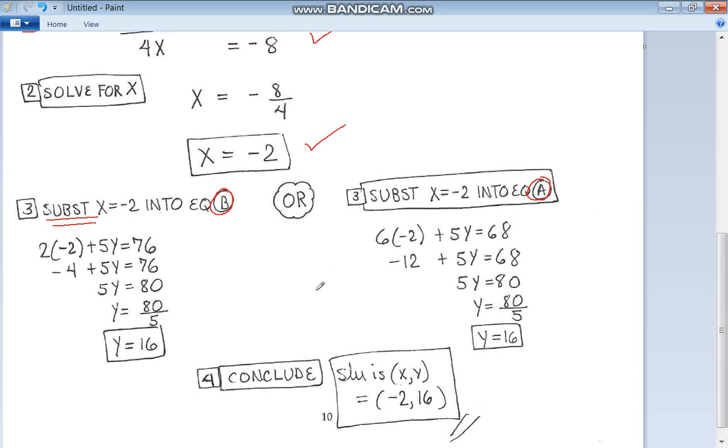So you can examine each of those two. We got the same answer in both results, whichever one that you prefer. And the answer for y is 16. So our ordered pair solution to this problem is x, y equals negative 2, comma, 16. And we're going to go on now to the last question.